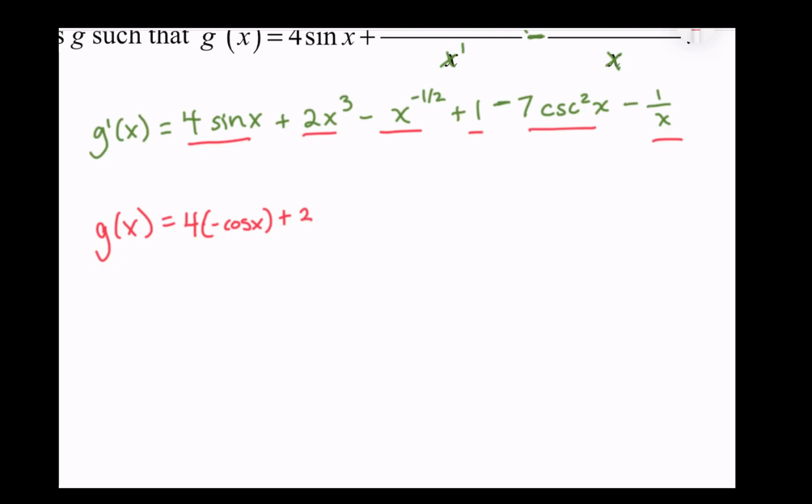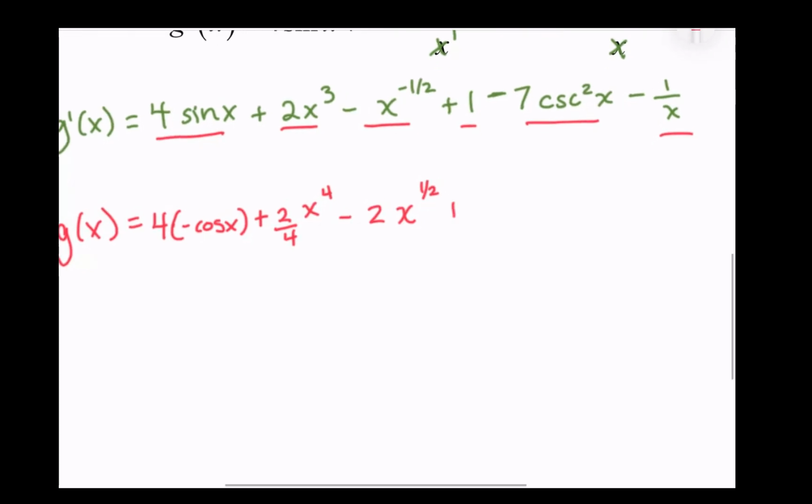The 2 can stay. I will add 1 to the exponent and then divide by my new exponent, like that. So if I add 1, my new exponent is 1/2, and then dividing by my new exponent, I'll get 2. The antiderivative of 1 is just x. Hopefully y'all got that one. This one, look up at that table. I know that cosecant looks a little scary, but the antiderivative of cosecant squared is negative cotangent.